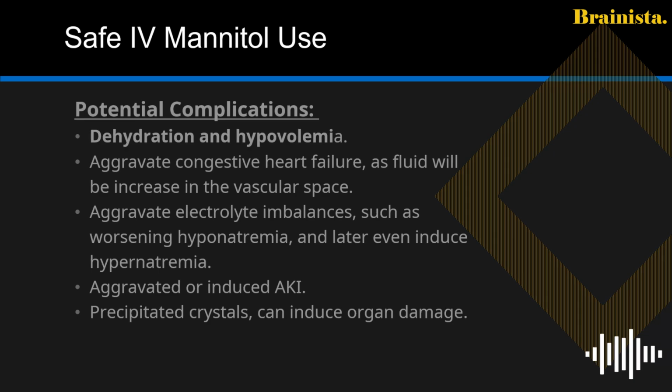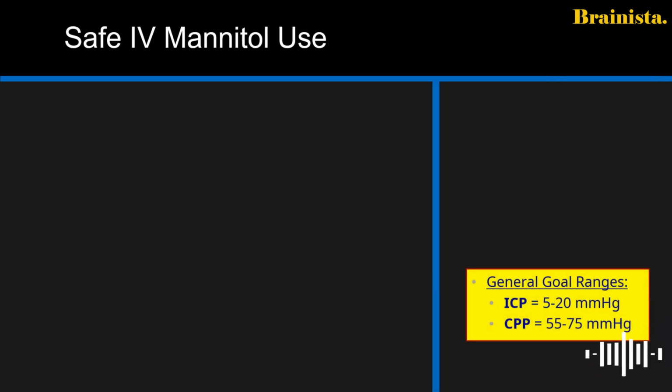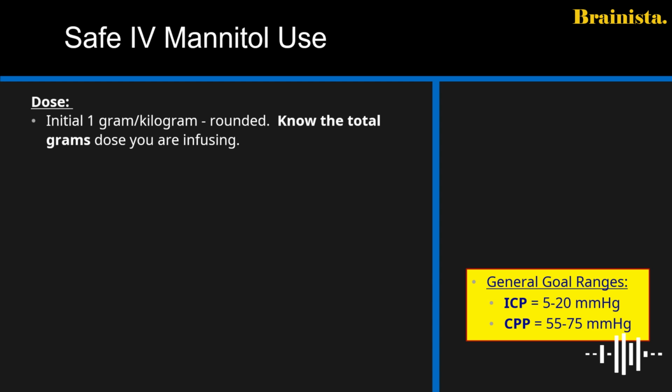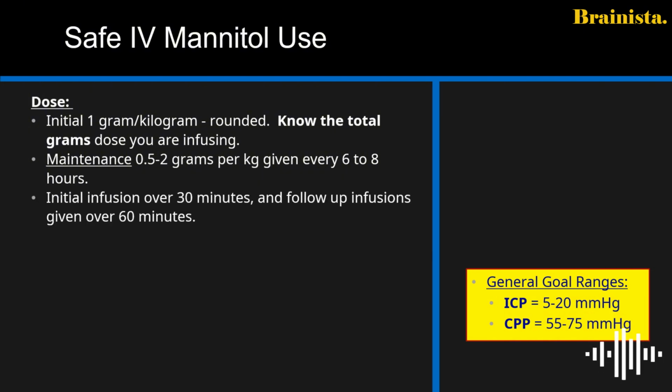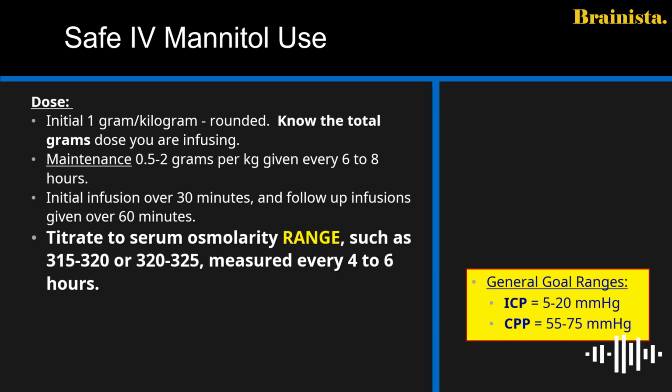Dose. Generally, the initial dose is 1 gram per kilogram, rounded to the nearest multiple of 10. Always know the total grams you are infusing. Maintenance doses are 0.5 to 2 grams per kilogram every 6 to 8 hours. Initial infusion is over 30 minutes, and follow-up infusions are over 60 minutes. Titrate to serum osmolarity range, such as 315 to 300 or 320 to 325, which should be measured every 4 to 6 hours.